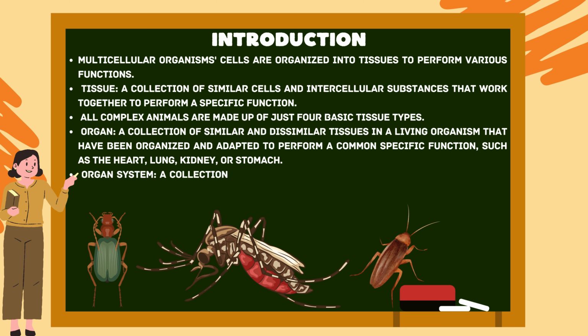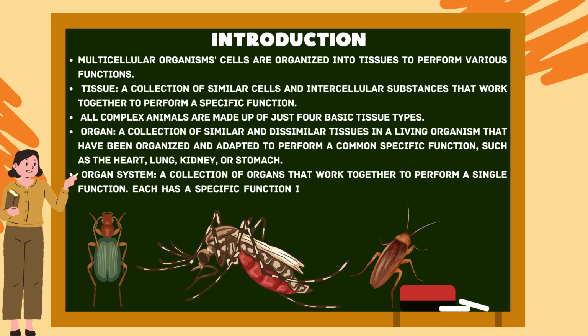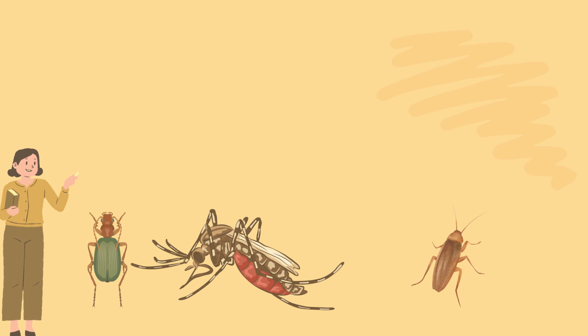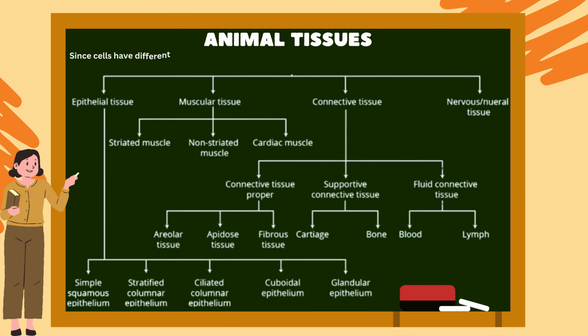Organ: a structure composed of different tissues that work together to perform a specific function in the body, such as the heart, lungs, kidneys, or stomach. Organ system: a group of organs that collaborate to carry out a particular function in the body. Each organ system consists of specific organs and tissues that contribute to the overall function, like the digestive system or the circulatory system. Next is animal tissues.